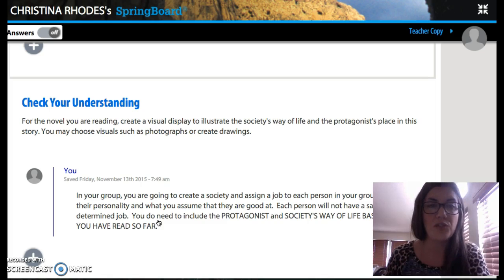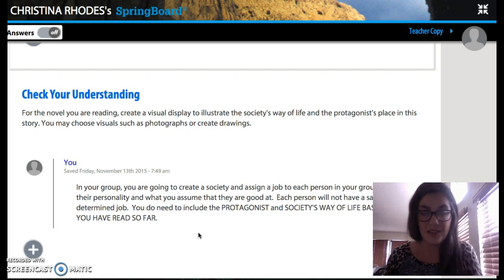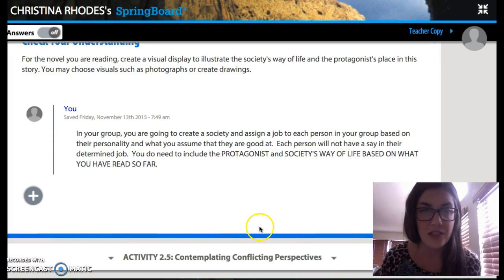Afterwards, you are going to create a visual display to illustrate the society's way of life. You're going to be doing this in groups. You have to have the protagonist's place in the story, and you may choose visuals such as photographs, or you can create a drawing. But in your group, you're going to create a society and assign a job to each person in your group based on their personality and what you assume they are good at. Each person will not have a say in their determined job. You do need to include the protagonist, so you might want to write this down, protagonist, and the society's way of life based on what you have read so far, and then everybody in your group is going to get a job.